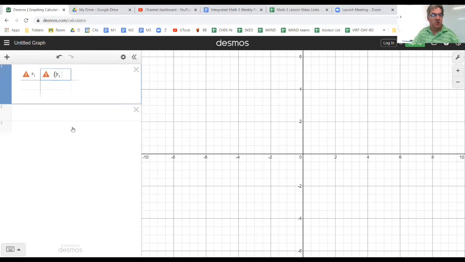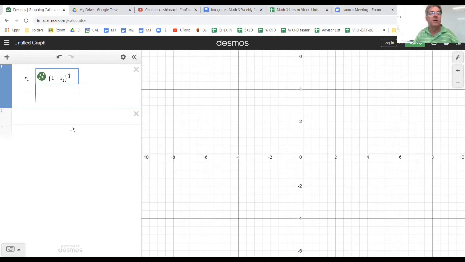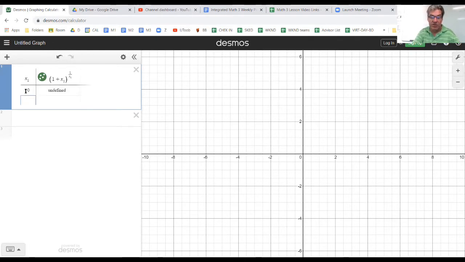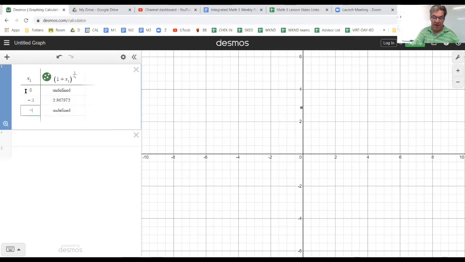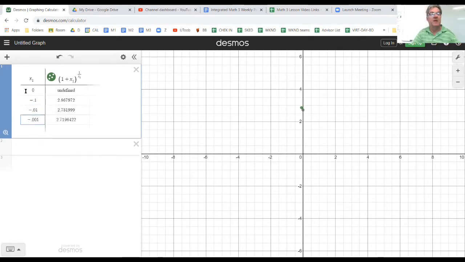Okay, and this is actually 1 plus x sub 1, closing parentheses. I'm going to type my caret for the exponent, and now I'm going to do 1 over x sub 1. So there's my function. Just to verify, let's put in 0 for x1, and sure enough, we get undefined, which is what we didn't want, since it prevents us from evaluating the function. So let's go ahead and put in that series of numbers. Approaching from the left, minus 0.1, minus 0.01, and then finally minus 0.001. And you can already see that f of x is approaching e.